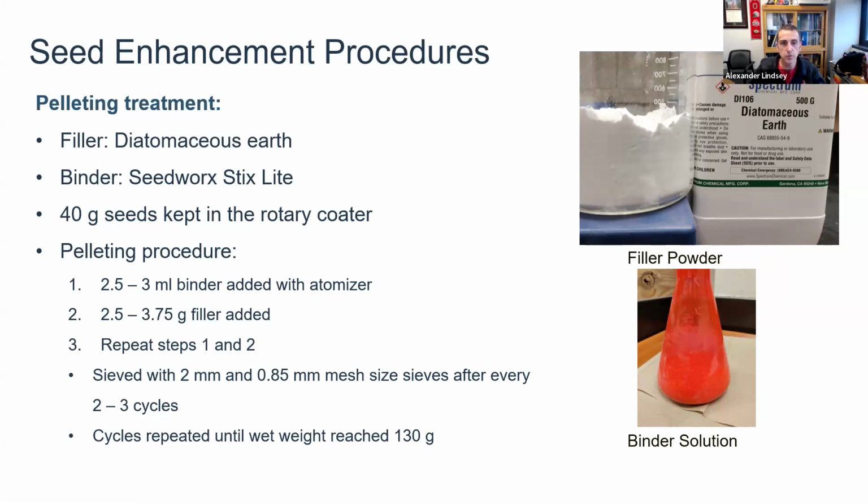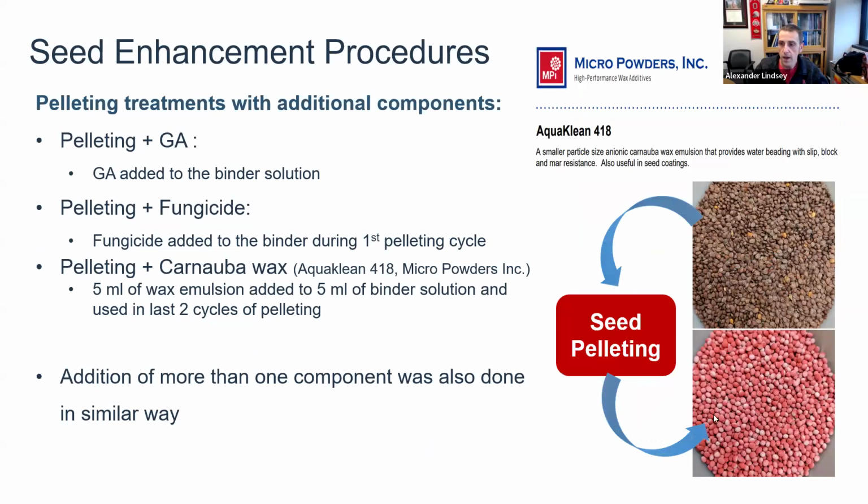And we continued to increase the size of the seeds until we went from a 40 gram starting sample to a final value of 130 grams in that material. After we were done, the seeds ended up looking like what we see here on the screen. We repeated that process instead of just pelleting them alone with the binder and the filler materials.